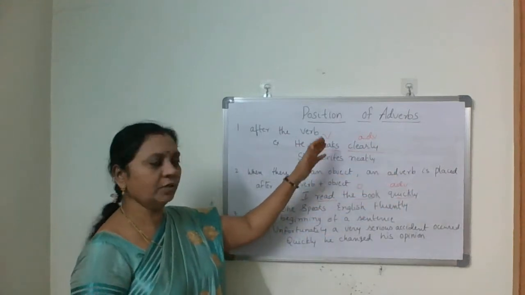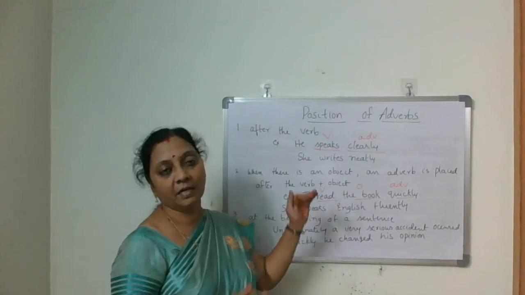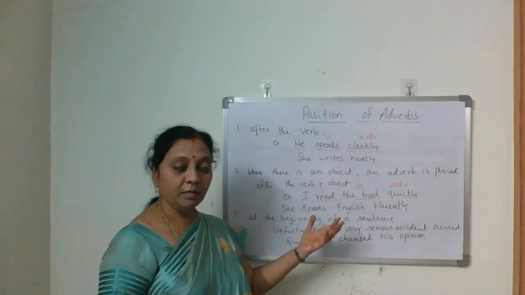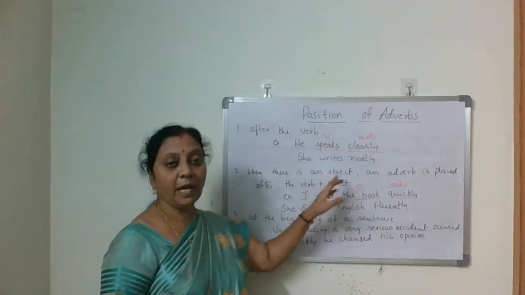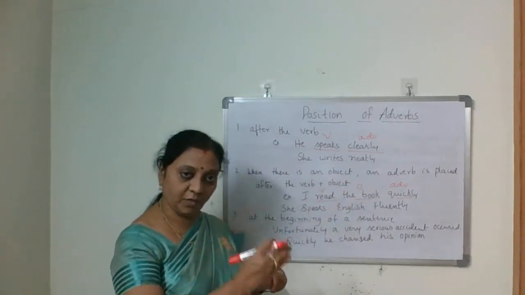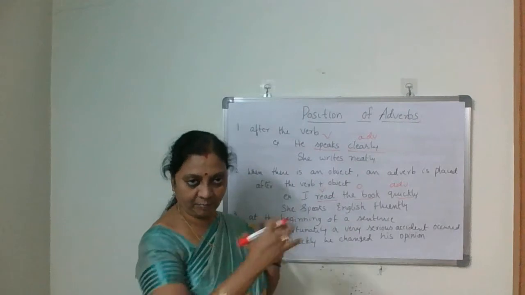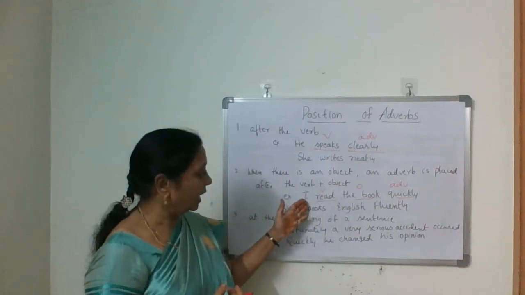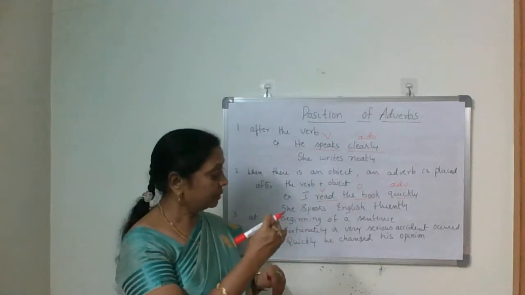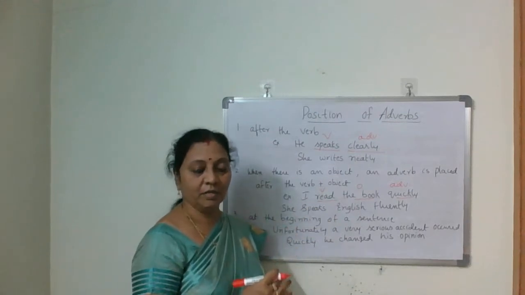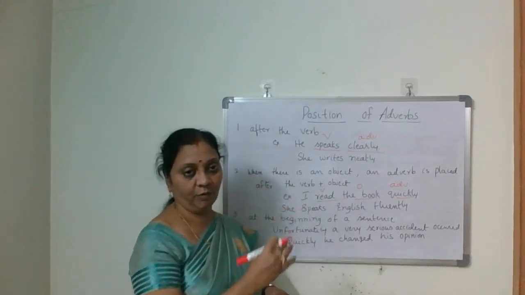Here we are placing the adverb after the verb, and the object is there. So verb plus object plus adverb, that is the position. I read the book quickly. She speaks English fluently. She speaks fluently English? Wrong. She speaks English fluently.